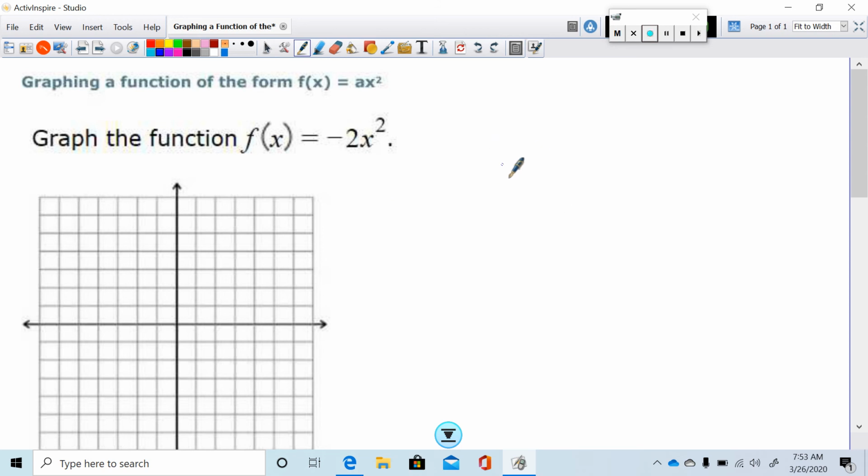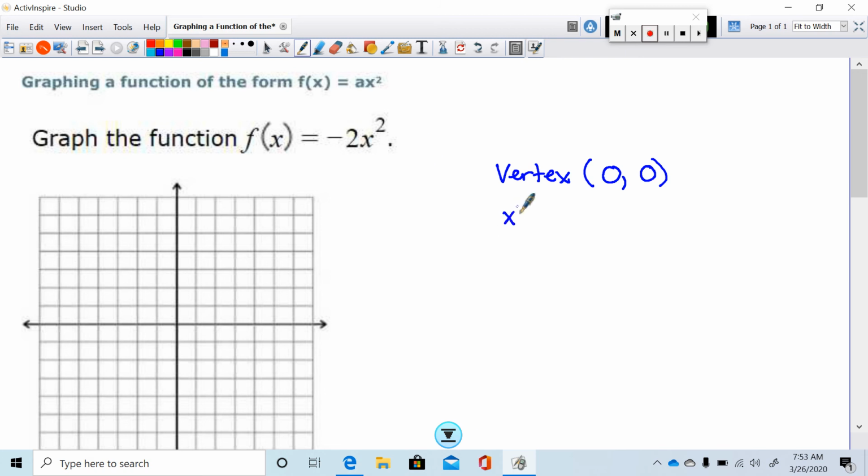Now the vertex, if there are no parentheses in this problem, the x value is 0. If there's no constant, or no number without a letter attached to it, that is 0. So there's no parentheses and there's no constant, so the vertex is 0, 0.